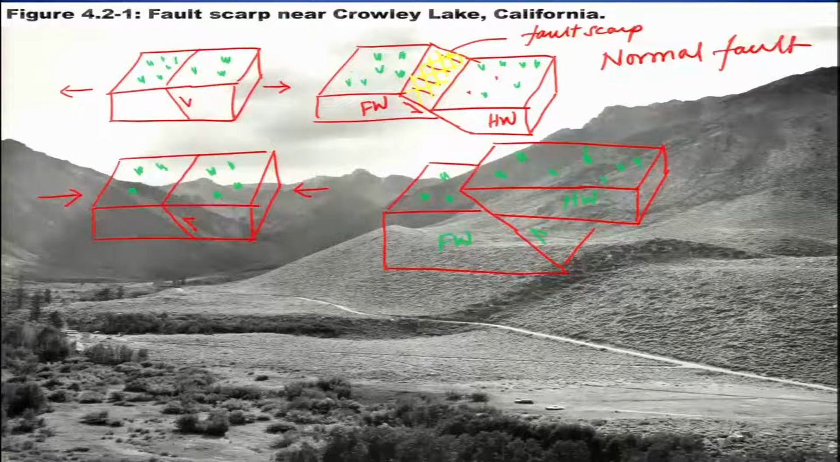Now if this happens, then we say this is under compression. And the fault name is your reverse fault. If the angle is greater than 45, then it is a reverse fault; less than 45, then you are having thrust.